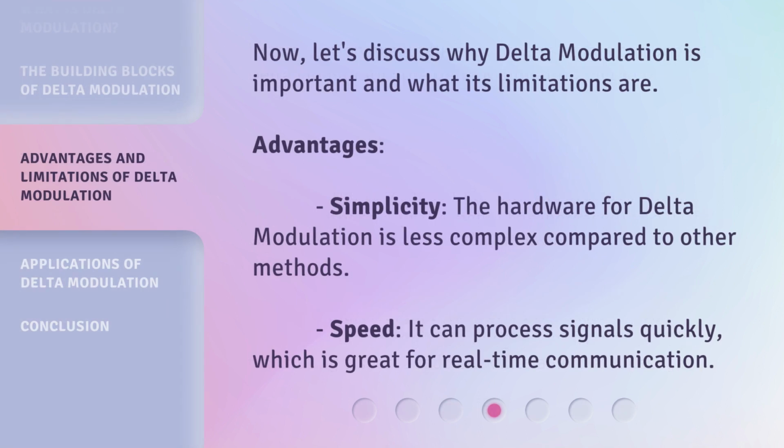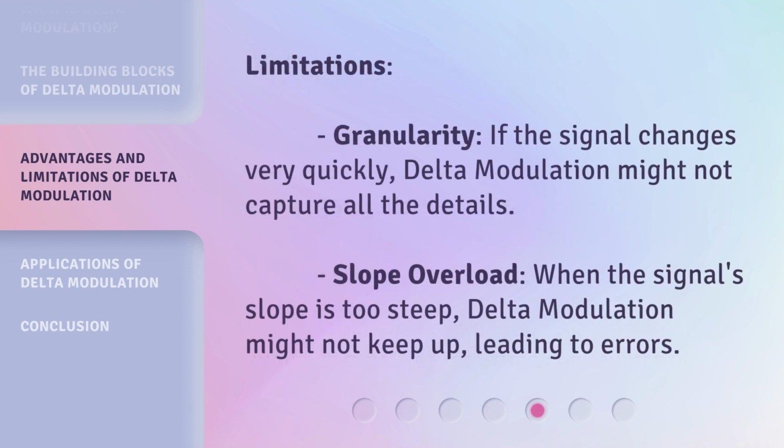Now, let's discuss why delta modulation is important and what its limitations are. Advantages. Simplicity. The hardware for delta modulation is less complex compared to other methods. Speed. It can process signals quickly, which is great for real-time communication. Limitations. Granularity. If the signal changes very quickly, delta modulation might not capture all the details. Slope overload. When the signal's slope is too steep, delta modulation might not keep up, leading to errors.